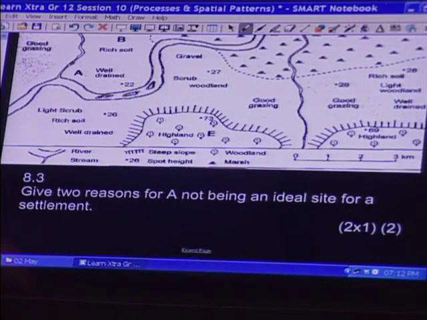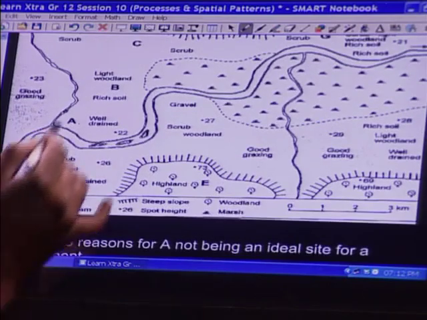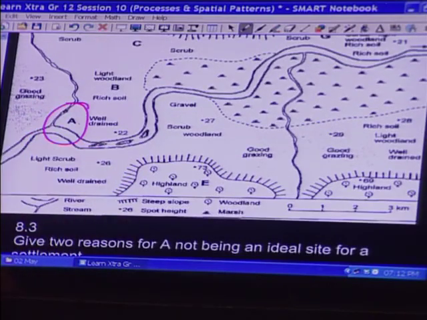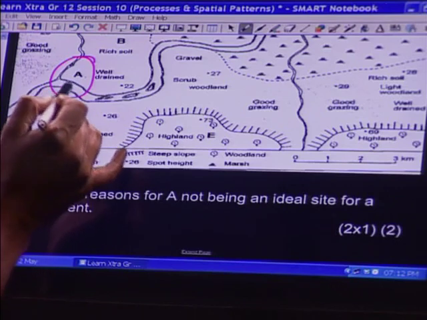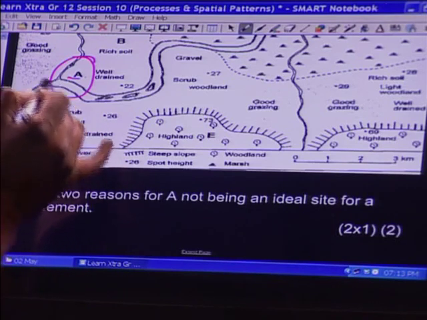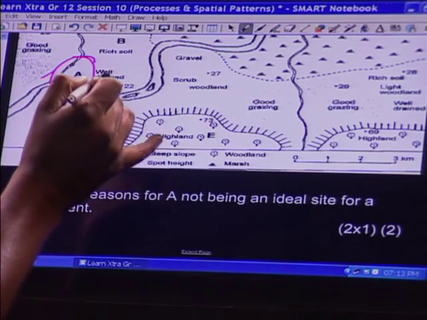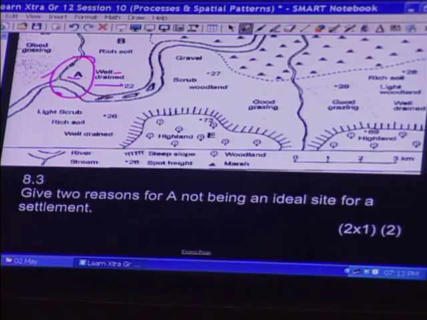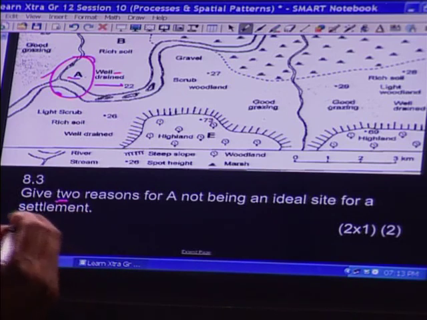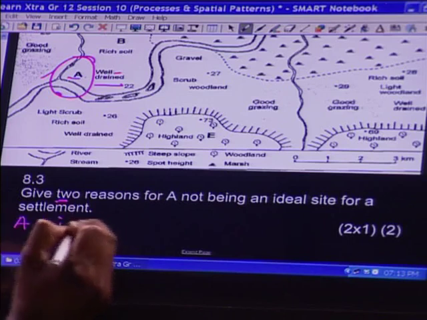Give 2 reasons for A not being an ideal site for a settlement. If we look at the location of A, why is it an unsuitable site for a settlement? It is located along the floodplain. Remember, the floodplain exists on either side of a river. Note, as the examiners are suggesting, it is a well-drained area. Water would serve as a threat for A.